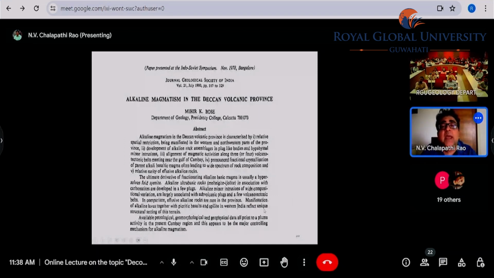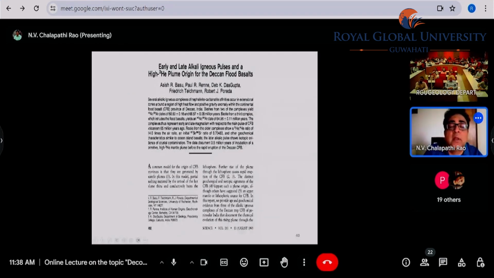For the first time in 1980, he pointed out, as you can see in the abstract, that all these things point to plume activity. That's what he suggested.